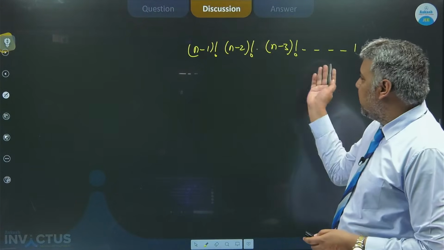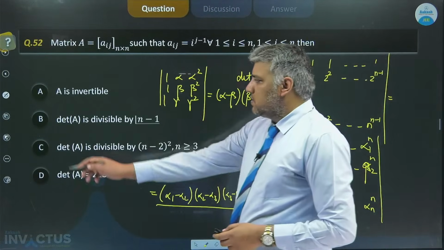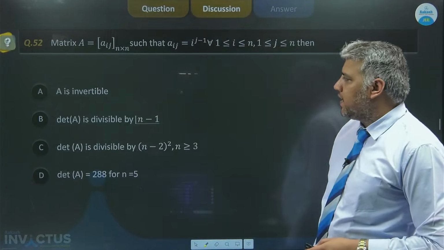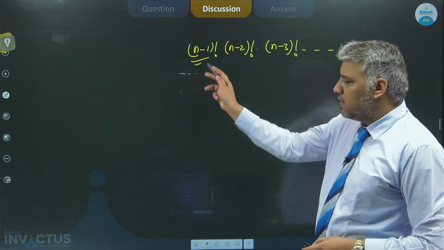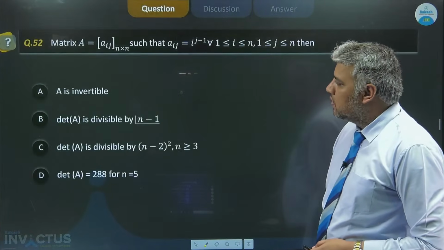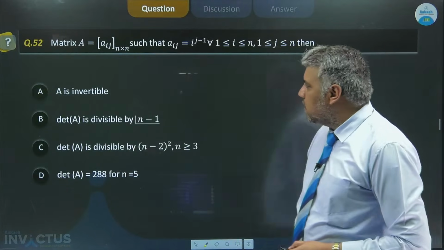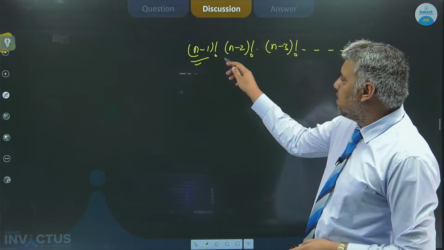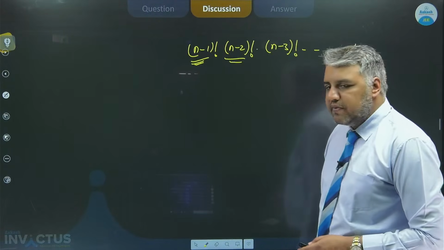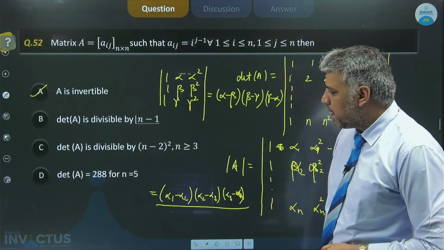Okay, this value can never be 0, so A is invertible. Second option is that determinant of A is divisible by n minus 1 factorial, so obviously it is divisible by n minus 1 factorial. Third option, determinant of A is divisible by n minus 2 whole square, so obviously 1 and n minus 2 will be involved in this product, so it will be divisible by n minus 2 whole square.